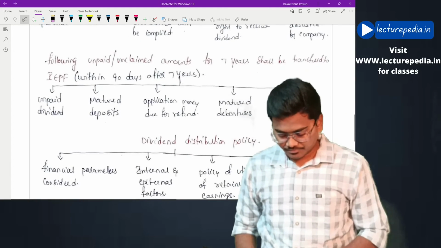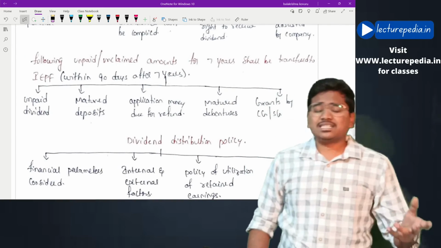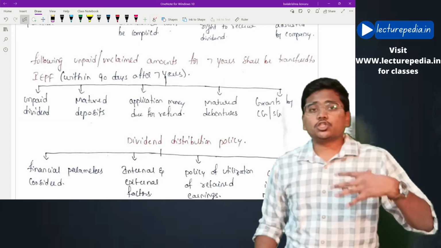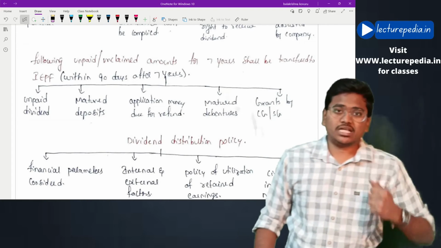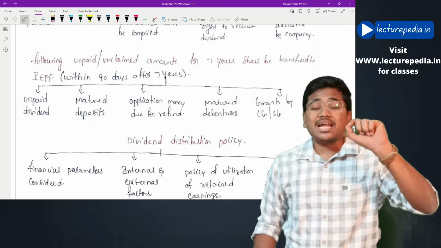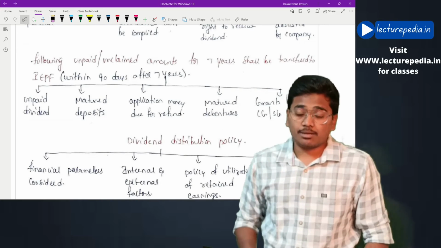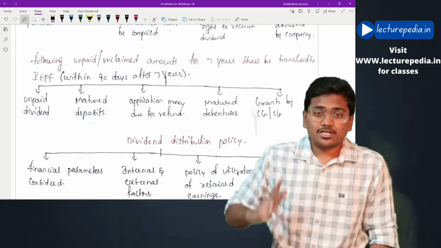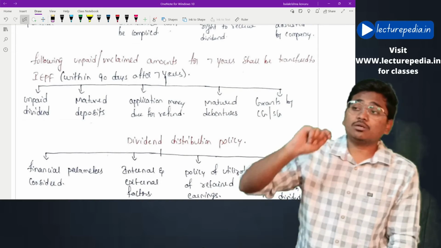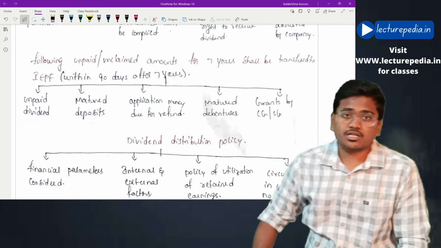Next, there will be certain situations in which the company is not able to trace the shareholder. We will call it unpaid or unclaimed dividend. The company is not able to pay the dividend to that particular shareholder because it is not able to identify the address of that shareholder.